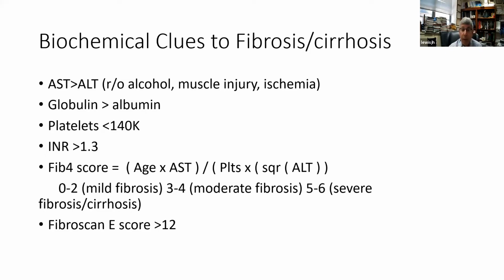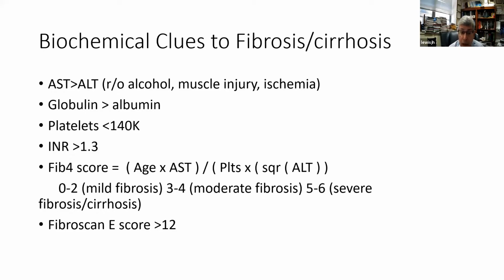Now, the biochemical clues to who has fibrosis or cirrhosis are some very simple things that we do in the clinic all the time. You look at the ratio of AST to ALT. If the AST is higher, you automatically think of alcohol. You should think of muscle injury. You should think of ischemic injury if the values are very high, but that's usually an acute injury. So is muscle injury, which should be acute rather than chronic.